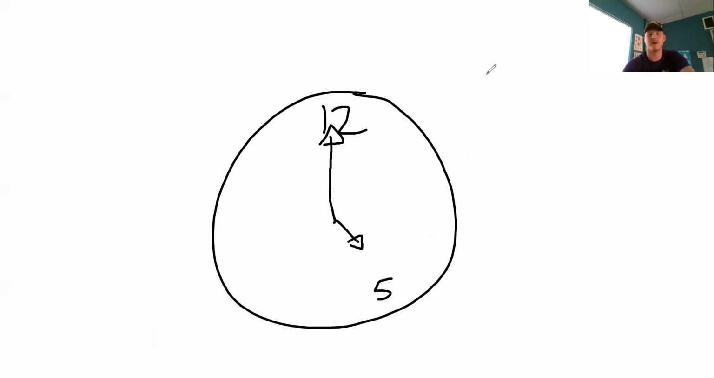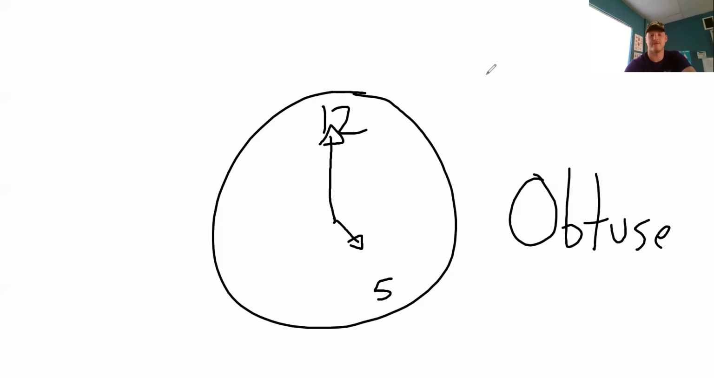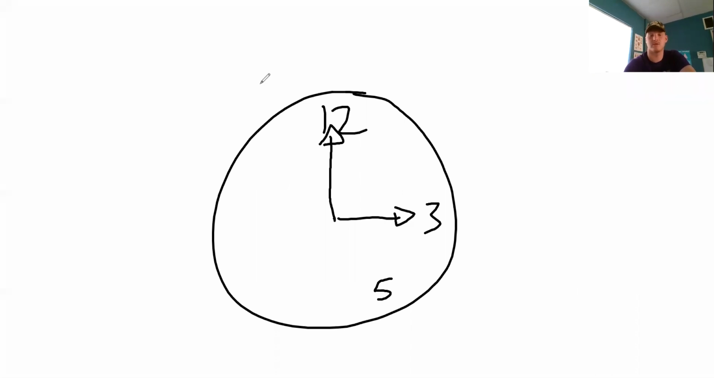Yeah, Grace? Obtuse, yep. So 5 o'clock would be an obtuse angle. If it was 1 o'clock, it would be acute. It would be an acute angle. If we had 3 o'clock, what type of angle would that be, Brady? 3 o'clock, what type of angle would that be? It would be a right angle, yep, because it makes the L shape.